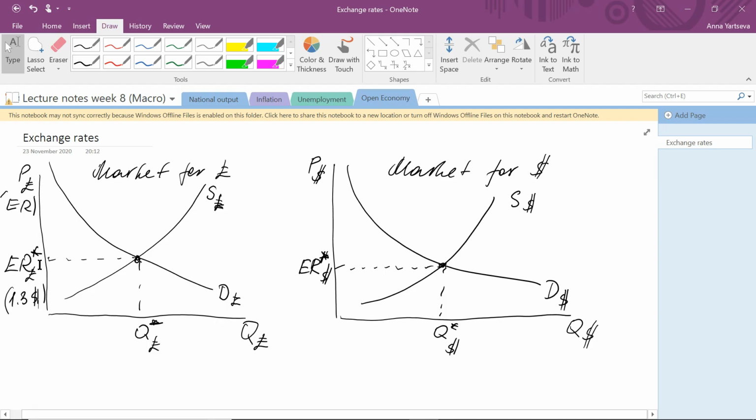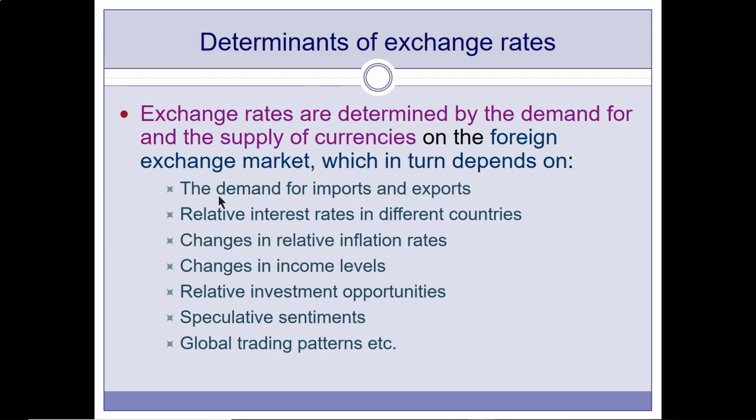And now let's have a look at what factors can shift the exchange rates. As you can guess from the diagram, changes in the exchange rate will come from changes in demand and supply for these particular currencies. The first factor which will affect demand and supply for currencies would be changes in the demand for imports and exports. In other words, our trade flows. Let's have a look at the graph.